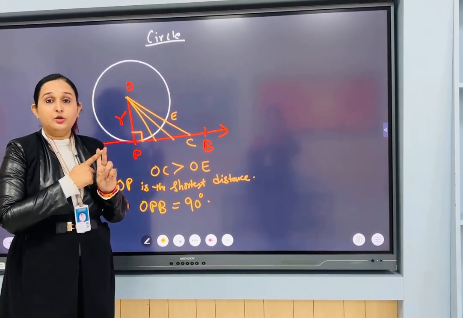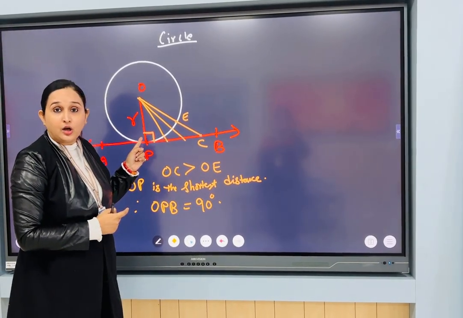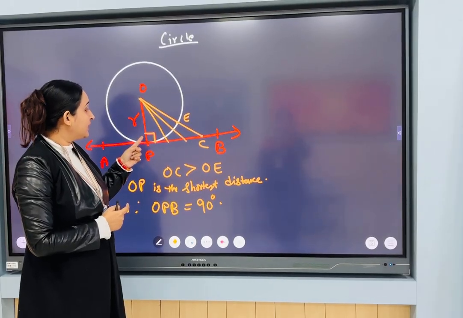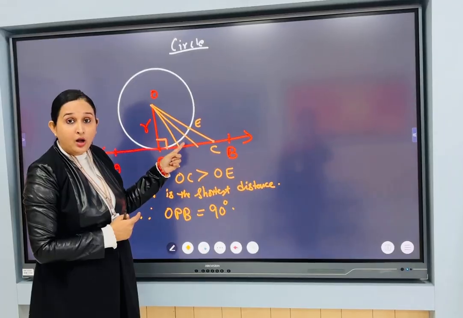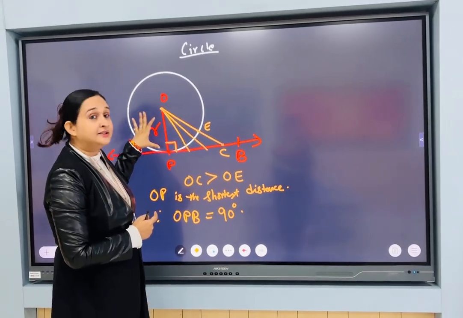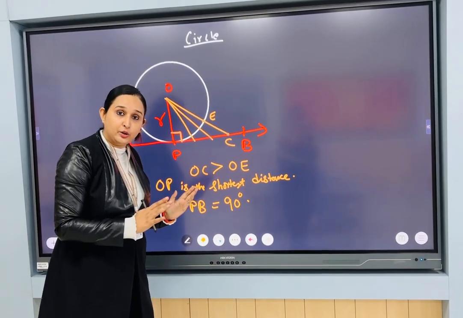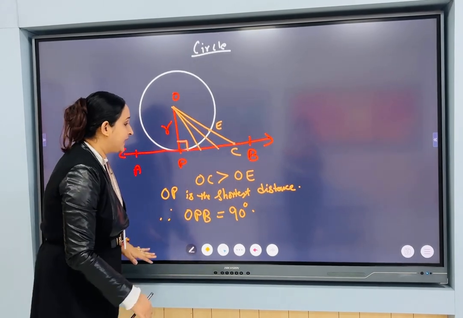Now, two points you have to keep in your mind. First, that this OP is the shortest distance because this is the radius of the circle, and any point outside the circle will definitely be longer in length as compared to the radius, and the shortest distance is always the perpendicular distance. So this is about the first theorem. Now let's move to the second theorem.